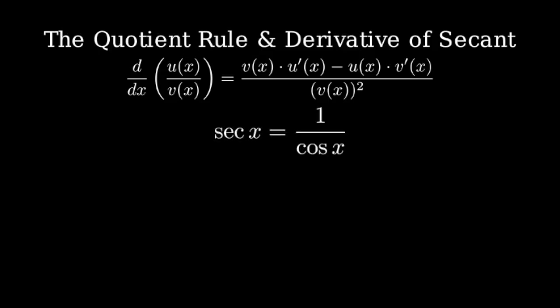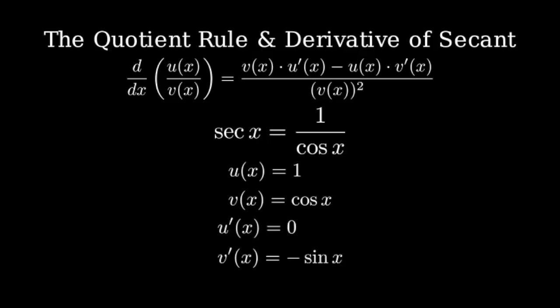Let's identify our u and v functions. Here, u of x equals 1 and v of x equals cosine x. The derivative of u is 0 since it's a constant, and the derivative of v is negative sine x.